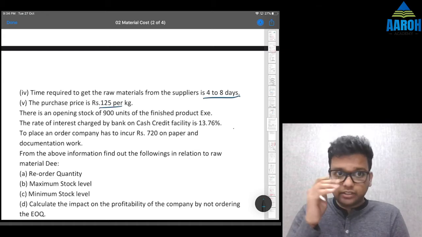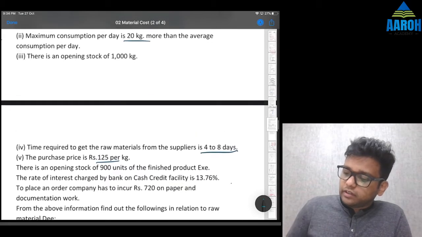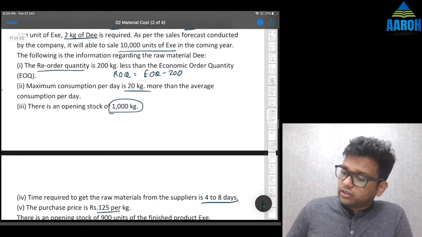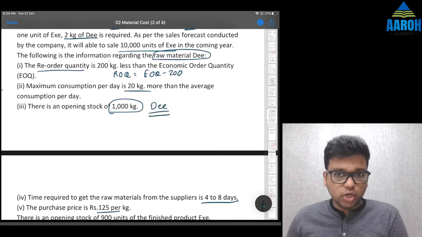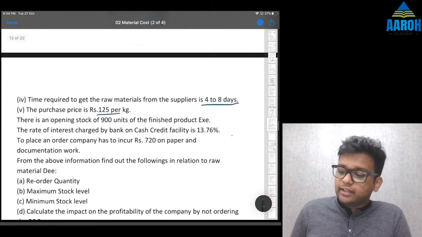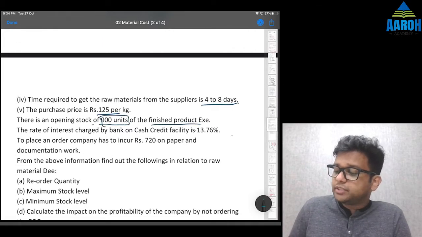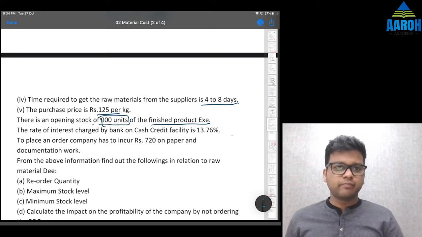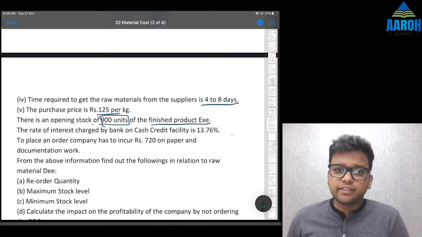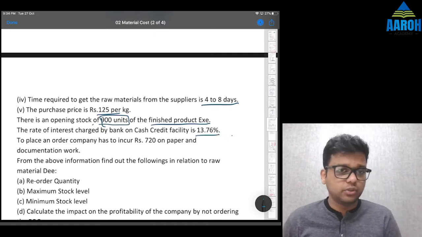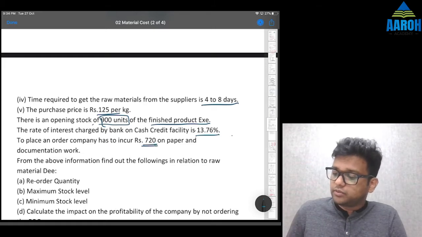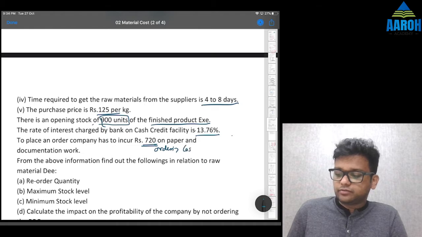Now there's a twist. Understand? This opening stock of 1000 kgs was related to raw material D. So for raw material D, we have 1000 kgs in stock as opening stock. And there is an opening stock of 900 units of finished product X. So for the finished product also we have an opening stock of 900 units. Rate of interest charged by the bank on cash credit facility is 13.76%. That is for carrying cost, we know. To place an order, the company has to incur 720 on paper and documentation work. That is the ordering cost per order, right?